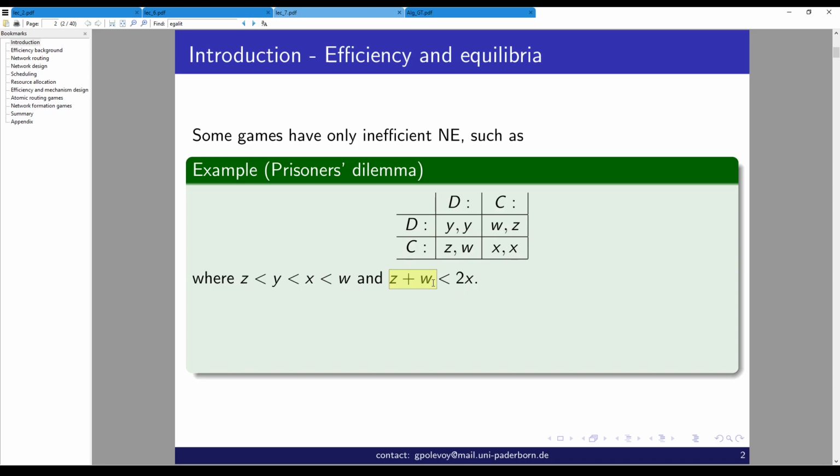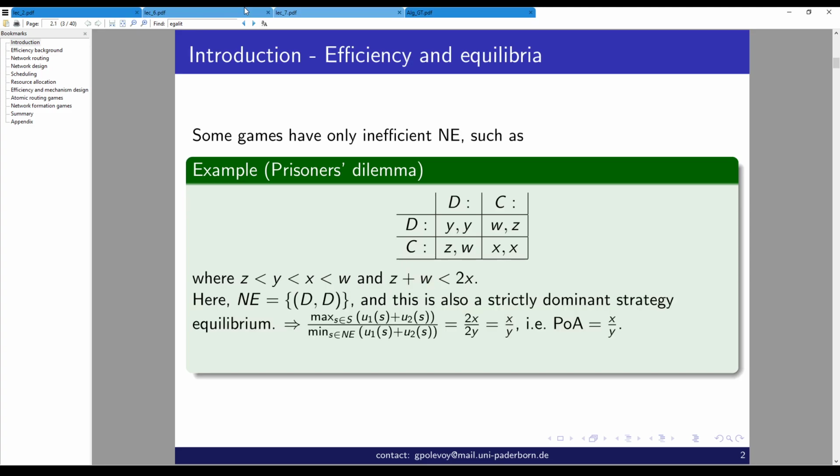Actually, we can assume that it's at least as large, not necessarily even that it's strictly larger, because we are going to need just to know which expression to use for the largest efficiency. So there is no need to say that it's always strictly larger, or we could have also managed with z plus w being strictly larger than 2x, simply then we would use that z plus w as the largest social welfare. We just need something. And here the Nash equilibrium, as we know, is only when both defect.